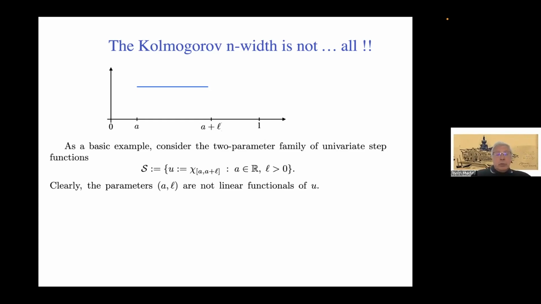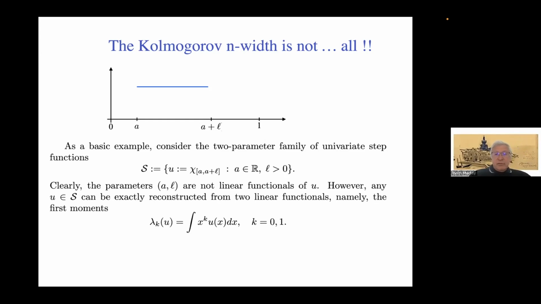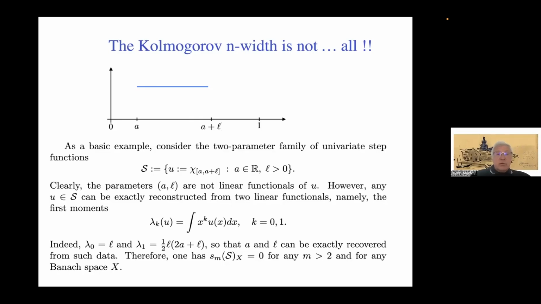And we remark that the parameters A and L are enough to express exactly the solution U. So U depends on these 2 parameters, A and L, that are not linear functionals of U, but can be easily recovered from U. For instance, we can propose 2 linear functionals, lambda 0 and lambda 1, which are the average and the moment of U with respect to X. And you see that from this, we can recover the values of A and L, because lambda 0 is equal to L, and lambda 1 is 1/2 of L times 2A plus L.